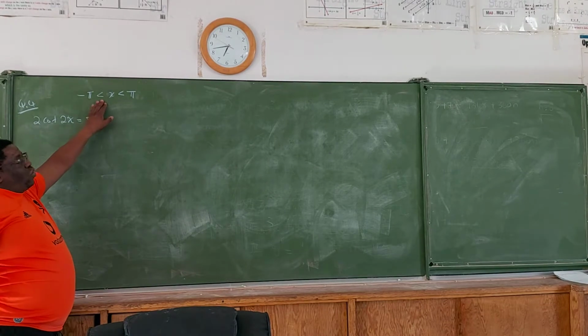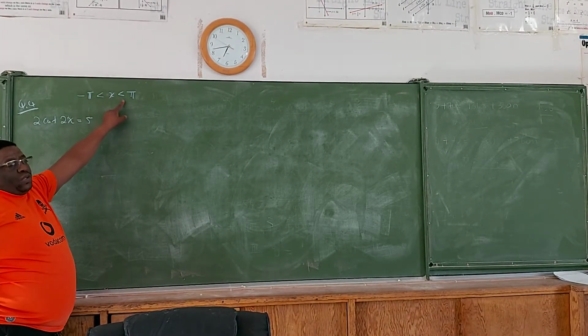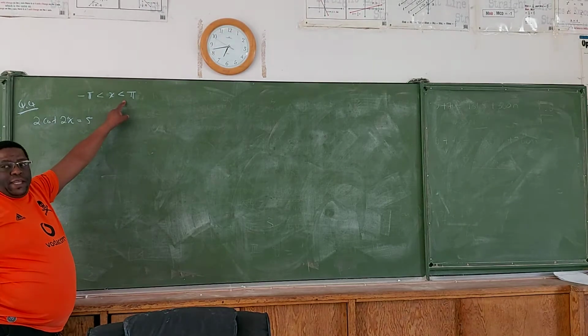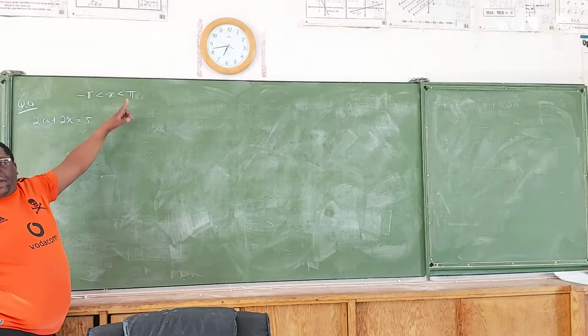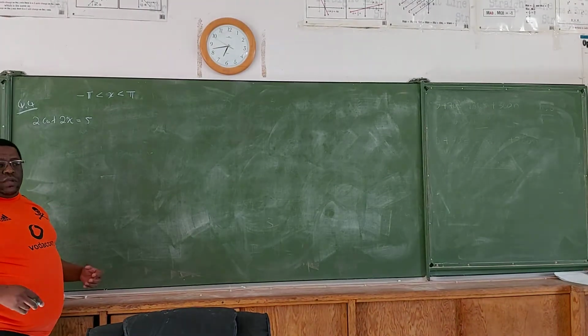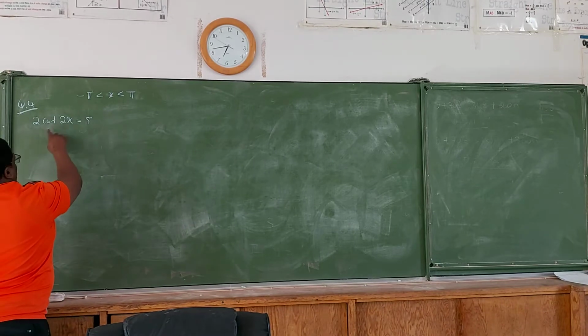So make sure your calculator is still in radian mode, because we are given the interval between negative pi radians and pi radians. So your calculator should be in radian mode. By now you should be comfortable working with radians, am I right? Okay, so first we're going to isolate the cot.